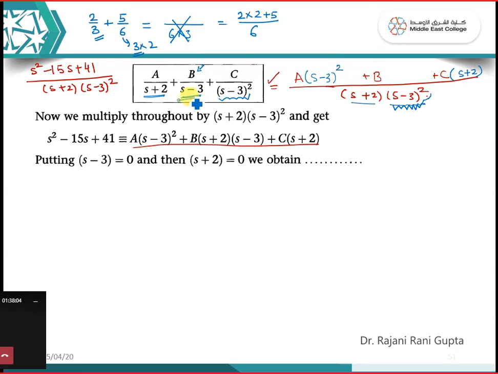With B you have s minus 3 but only one time. So what you can do: (s plus 2)(s minus 3) power 2. Can you write (s minus 3) power 2 as (s minus 3)(s minus 3), and this term s plus 2? So below B you already have s minus 3, so you cancel this s minus 3. You are left with (s plus 2)(s minus 3). This comes here.